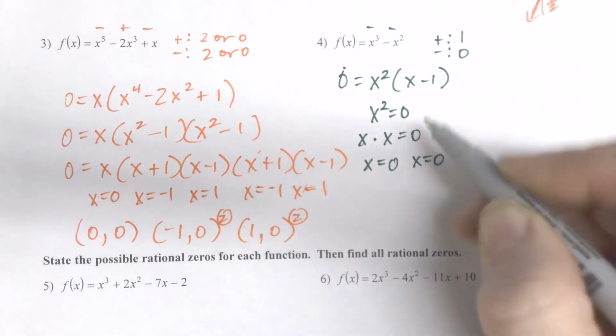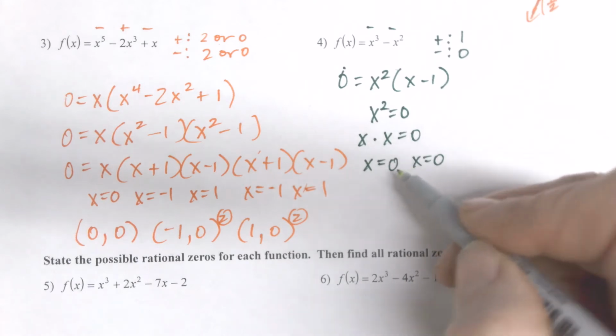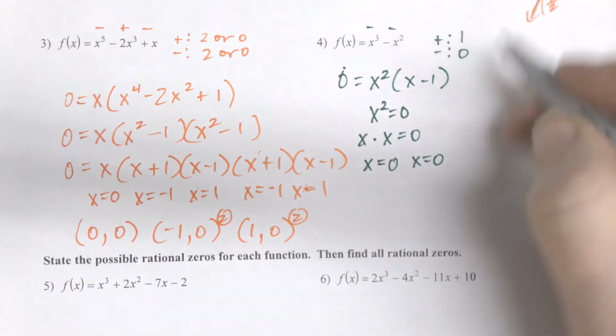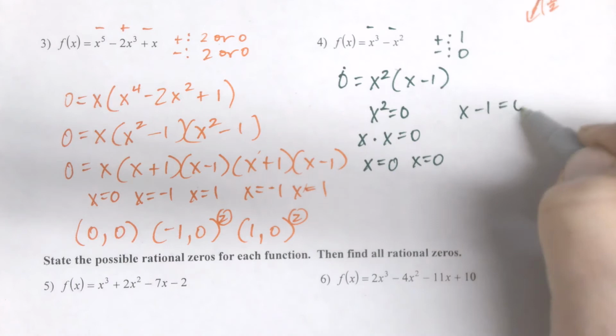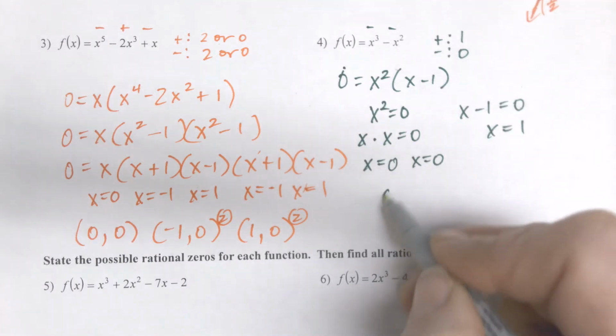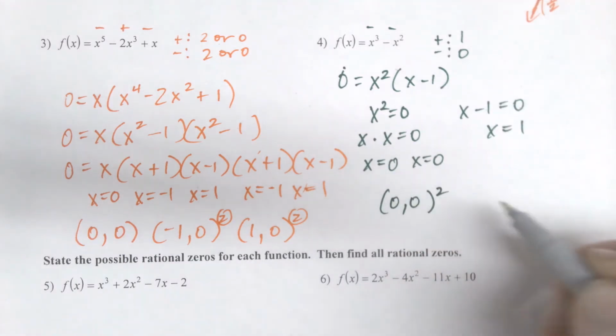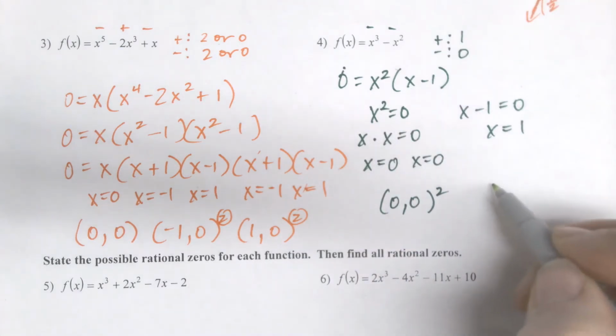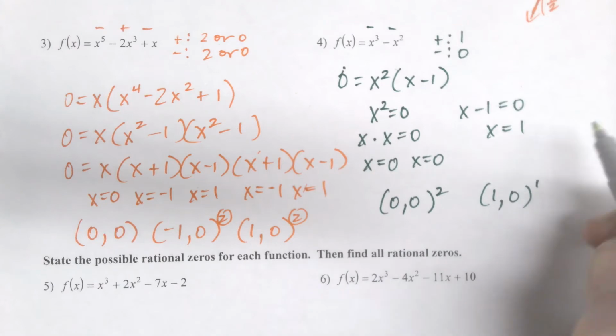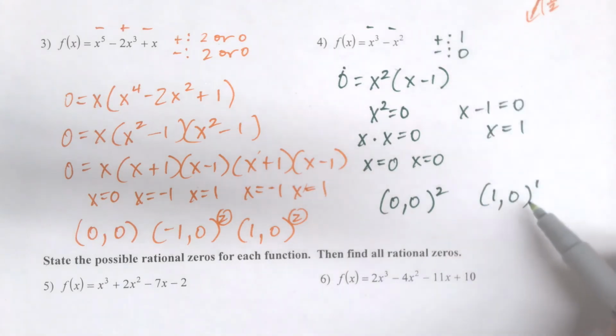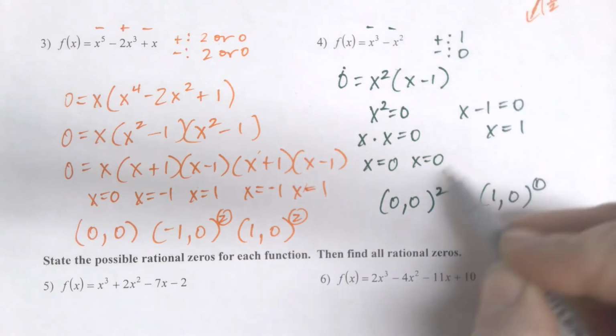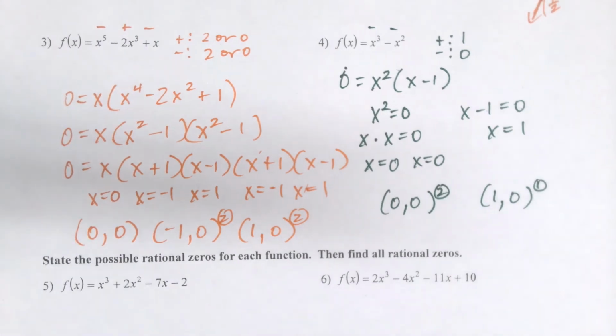Okay, I know I made that kind of a long drawn out thing, but that means 0 is a zero of multiplicity. And then x minus 1 equals 0, so x is 1. So I have 0, 0 twice, because there were 2 x's that equal 0, and then 1, 0 once, and there's my positive zero that I found. I don't need to write the once there, but I already did, so whatever.